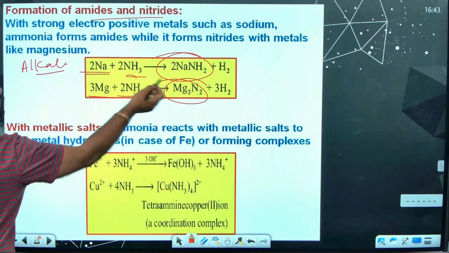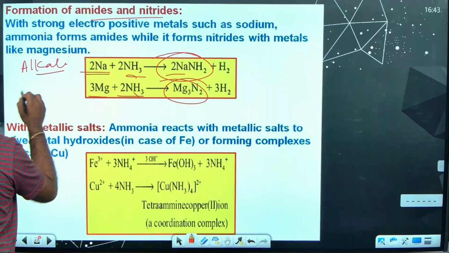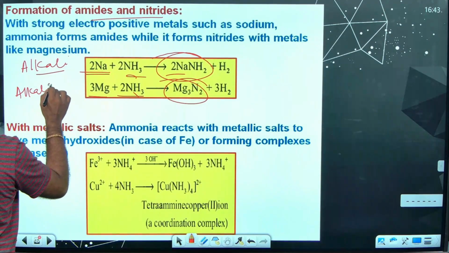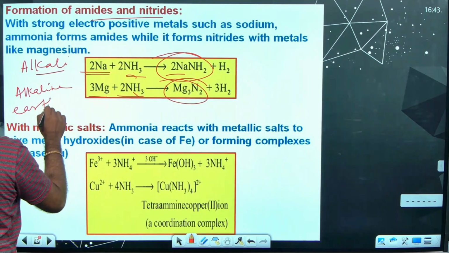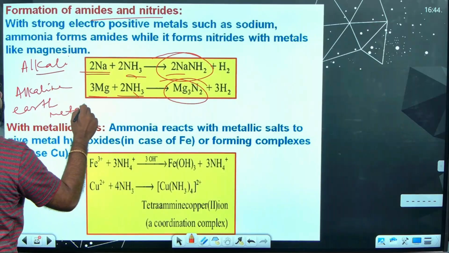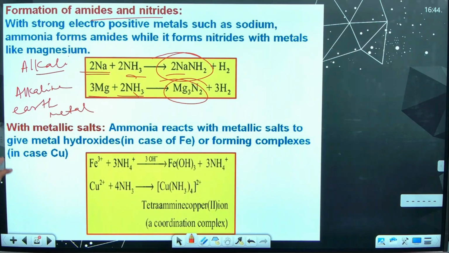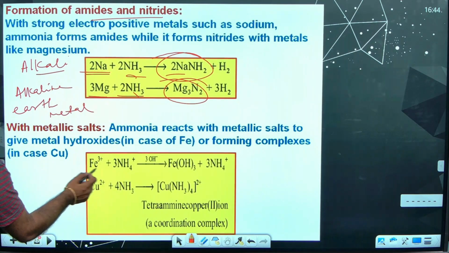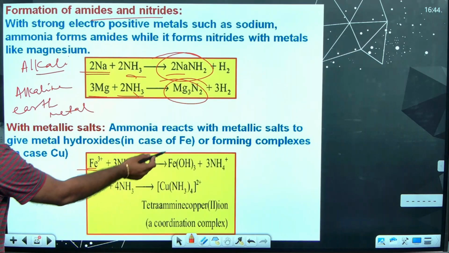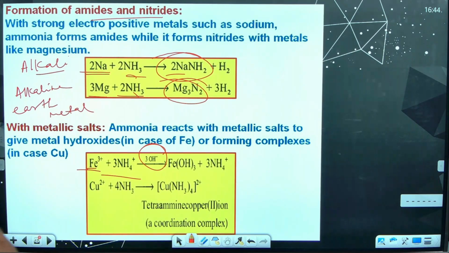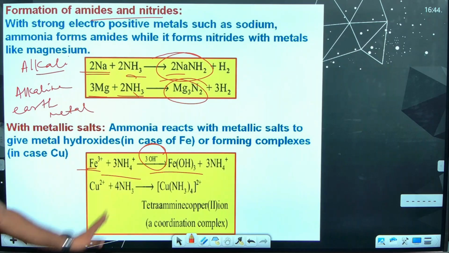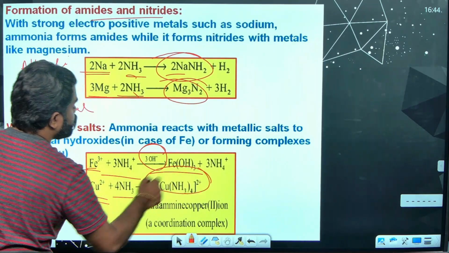So when treated with an alkali metal we get sodamide, and when treated with an alkaline earth metal we get nitride. Then metallic salts like Fe3+, when treated with ammonia in a basic medium, we get Fe(OH)3, which is the hydroxide of the metallic salt. Copper Cu2+, when treated with ammonia, you get a coordination compound.